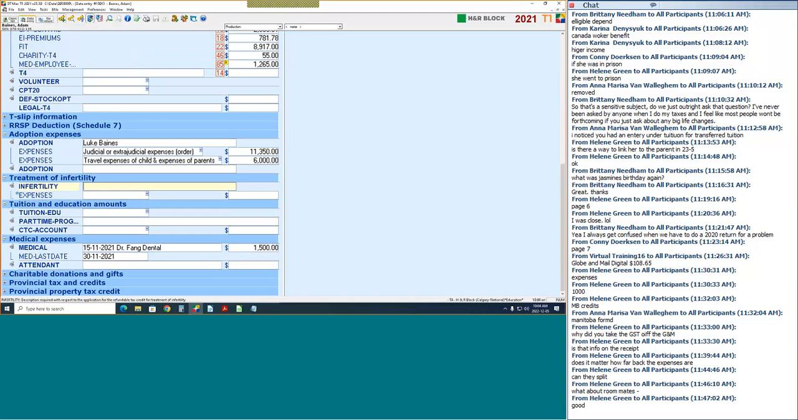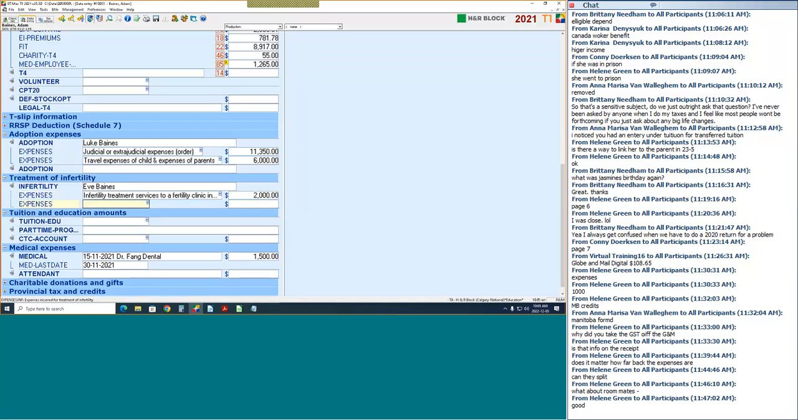And what you're going to do is say, who is the person who received the treatment? So if Eve is the person who received the treatment, then it's going to say which expenses, and I'm going to say infertility treatment that were specific to a fertility clinic. Let's say that was $2,000. And prescriptions that are related to fertility. So it has to be prescriptions that were prescribed in Manitoba, by a Manitoba doctor, and it has to be for the purpose of fertility. And in that case, let's say that was another 500.